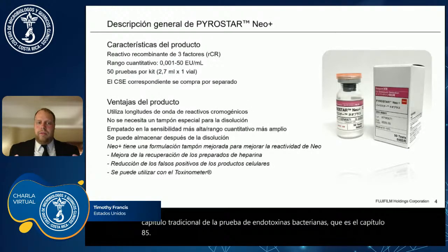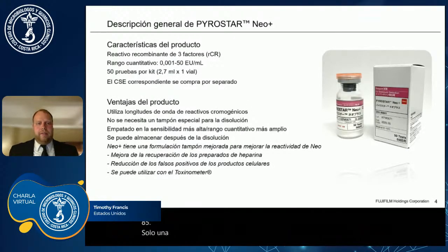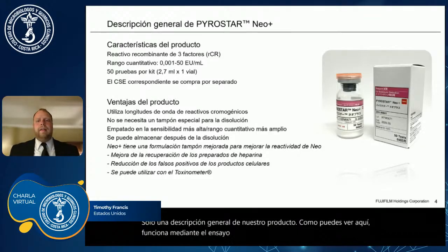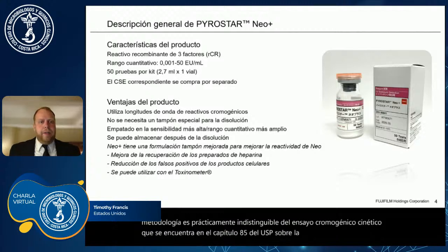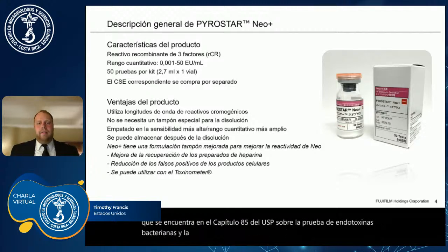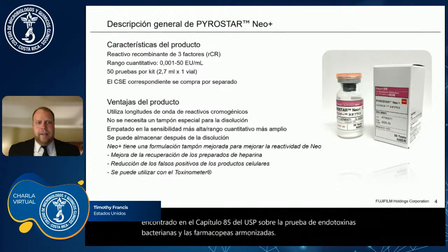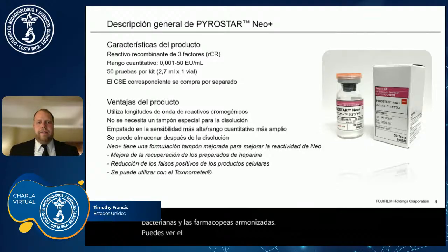Just a general description of our product, as you can see here. It works by the kinetic chromogenic assay methodology. The methodology is virtually indistinguishable from the kinetic chromogenic assay found in chapter 85 of the USP, the bacterial endotoxin test in the harmonized pharmacopoeias. You can see the quantitative range, the quantity of the test.